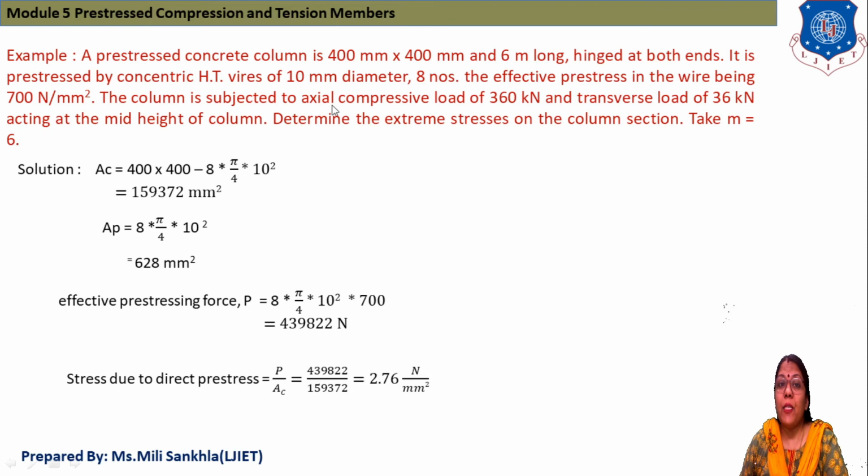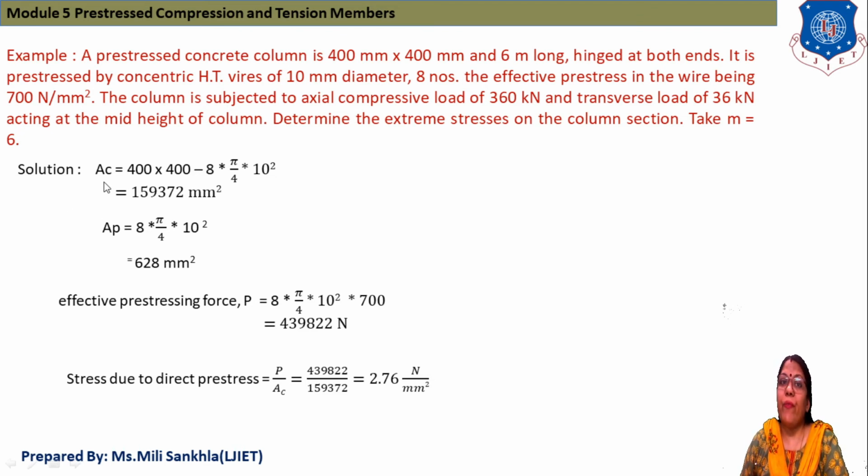The column is subjected to an axial compressive load of 360 kN and a transverse load of 36 kN acting at the mid height of the column. Determine the extreme stress on the column section where m is equal to 6. Modular ratio is given as 6.